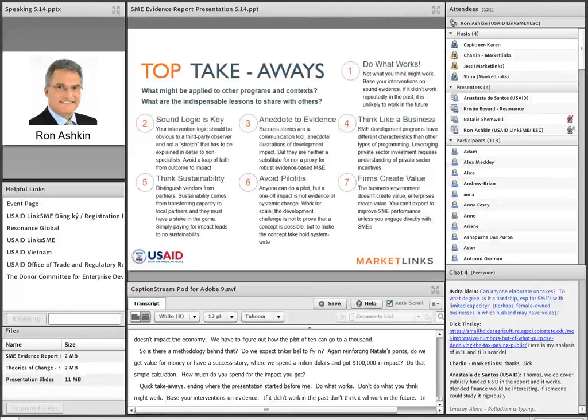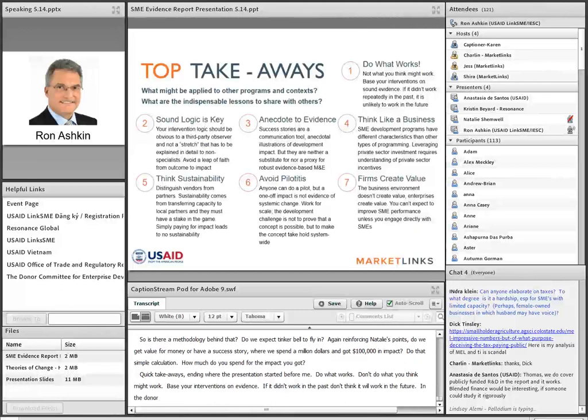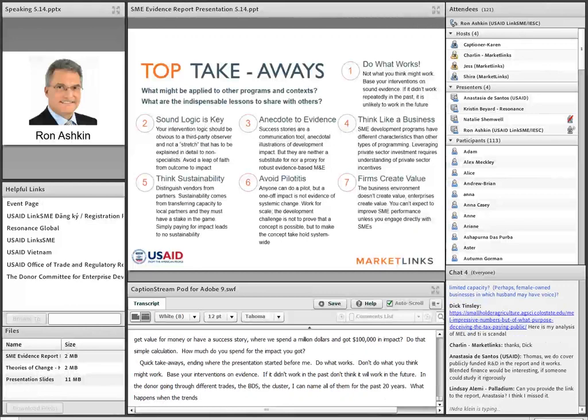So, in the donor world, we've gone through different trends: the business enabling environment, BDS, the cluster. I can name all of them for the last 20 years. What happened to those trends? If certain interventions didn't work for the last 20 years, why do we think it's going to work in year 21? Just quit doing it.